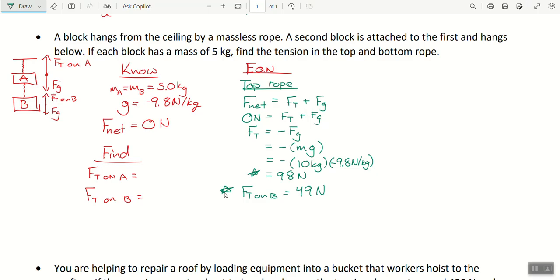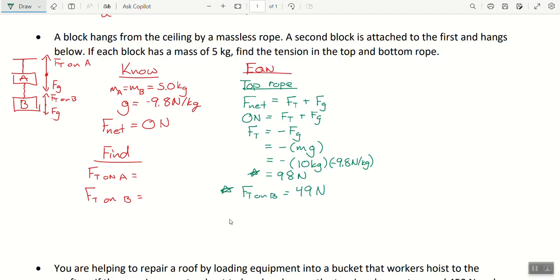Okay. How would you write this sentence? What I try to avoid doing is I don't love answers if they're just something like, the force of tension on the top is 98 and the force of tension on the bottom is 49. That's a natural sentence to write. It's not a bad idea. It just doesn't add anything to my context here. I would change this just a little bit.